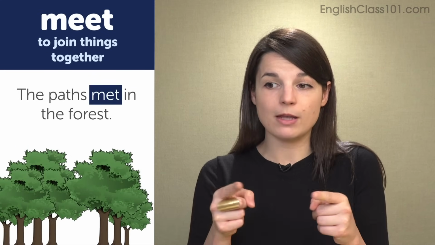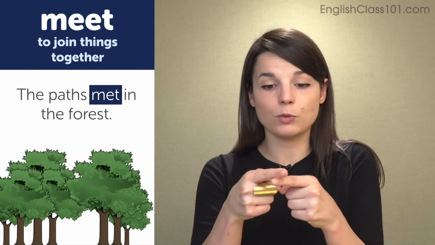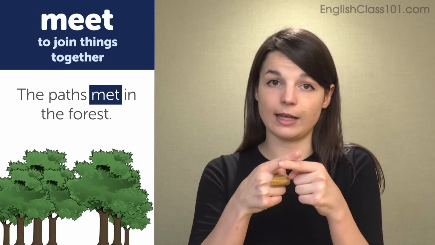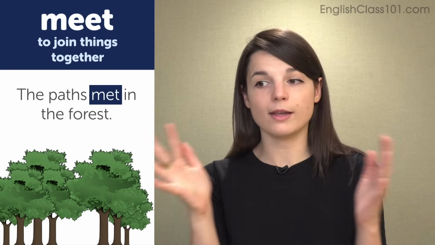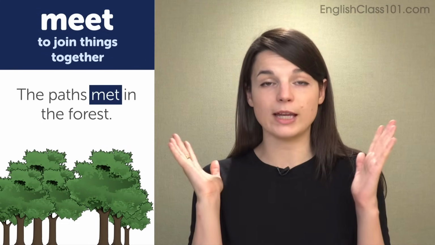The same thing with the second sentence. So the two paths met in the forest. So maybe two different paths, there's one point where they come together. They join together. We can say the two paths met in the forest. So things coming together like this, we can use the verb meet to describe that relationship.